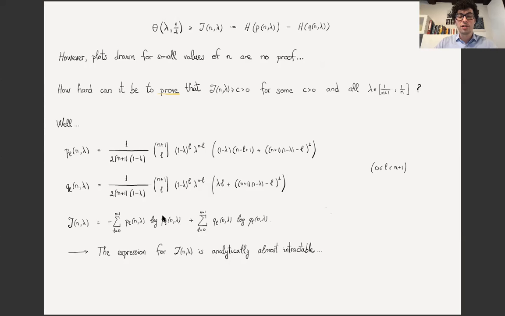Right, and then you have to compute the difference of entropies, not even the entropy of one, the difference of entropies. And at least for me, the resulting expression is analytically almost intractable. I mean, I wasn't able to see any way to lower bound this monster. Maybe there is one. I'm not saying that there isn't one, but I just wasn't able to see any way to lower bound this. But the plots are very clear, right? So there must exist a way to lower bound this, at least in principle.